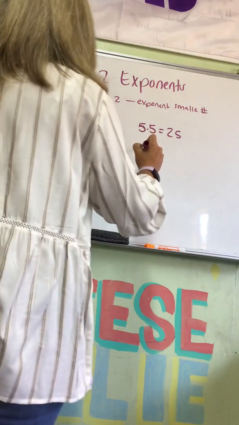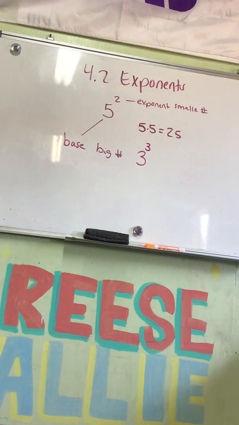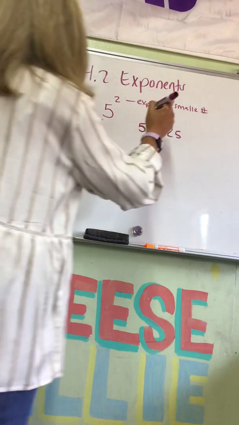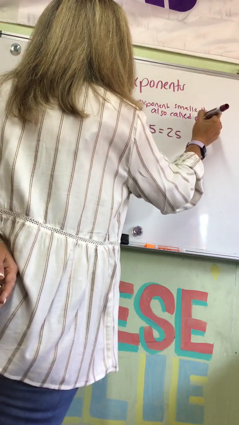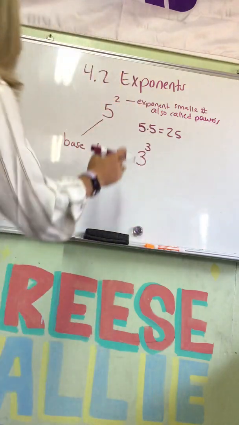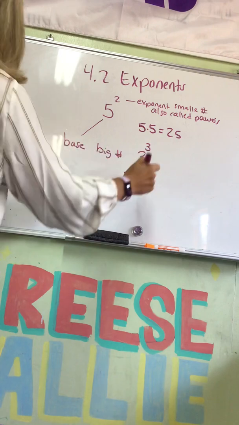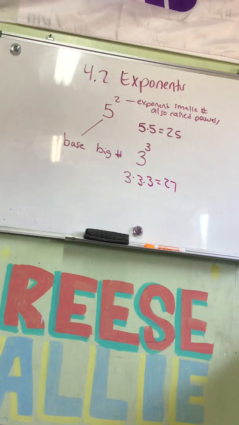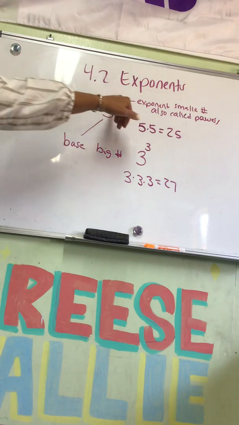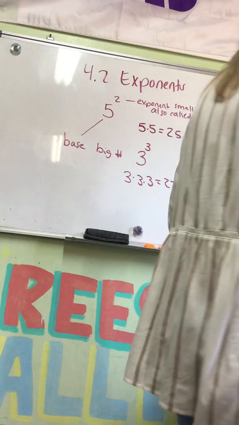So another example, if I had 3 to the third power, and that's how you say it. All exponents are also called powers. So this I'm going to repeat. There's the base. I'm going to multiply it times itself 3 times, which is 27. So the base is the number you're executing. The exponent tells me how many times I'm going to multiply that times itself.